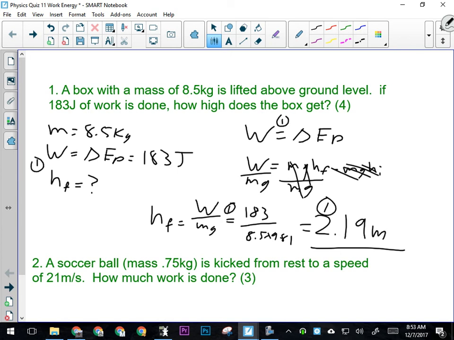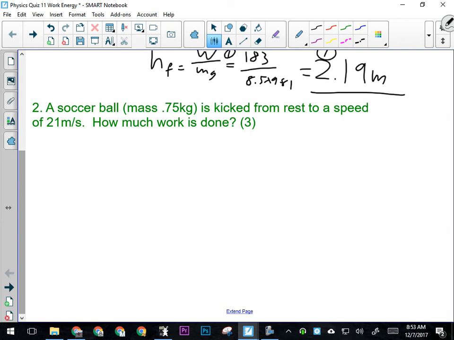Any questions on number 1? Okay. Question number 2. I always do that just to indicate that there was a change, but you're right. I mean, I could have just done 183 equals mgh and I'd have got the right answer, right? Because I'd be calculating instantaneous height at that point. Either way would work.